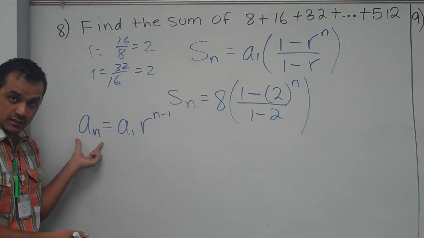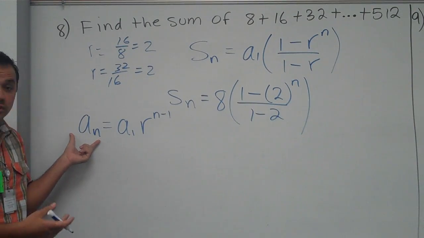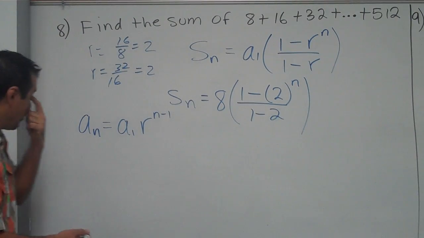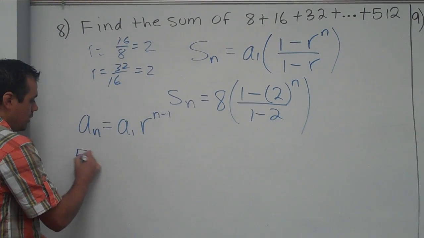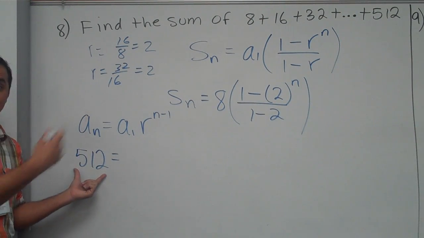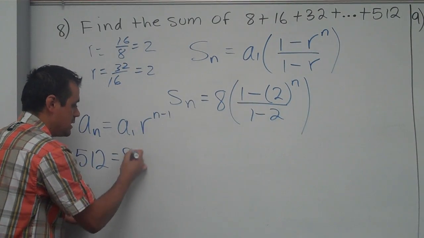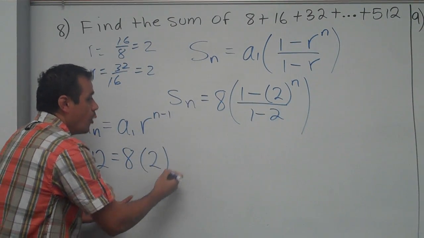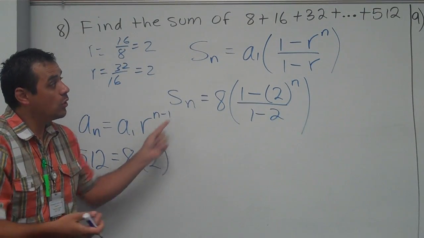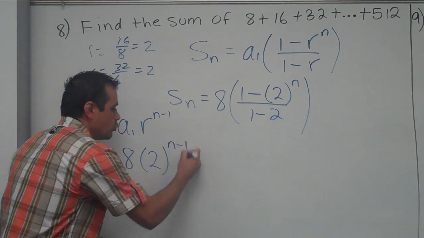Now, in this case, I know the value of the a sub n term, which is 512. So I'm going to plug in 512 here, because now I don't know n, but I know the value of my last term is 512. So here we go. And a sub 1 is 8, r is 2, but what I don't know is n. In other words, I don't know which term this is. So I have n minus 1.